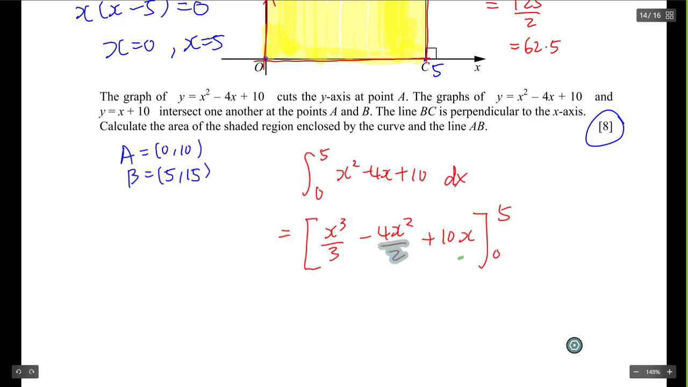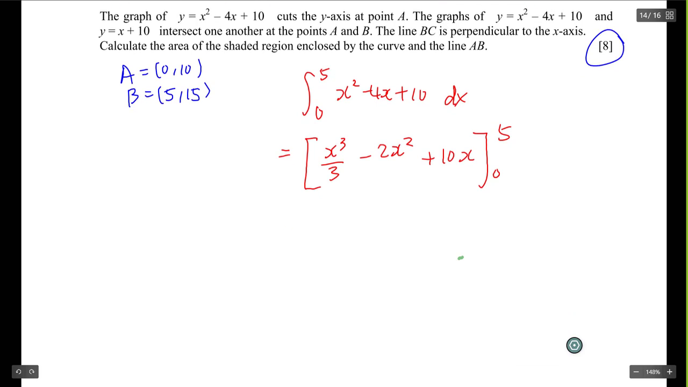And then this one I prefer to write as 2x squared, because 4 divided by 2 is 2x squared. Then 0 is nice because I know it's just sub in the 0. I just need to sub in the 5 here. So this is 125 over 3 minus 2 times 25 plus 50. So simplify, it is 125 over 3.